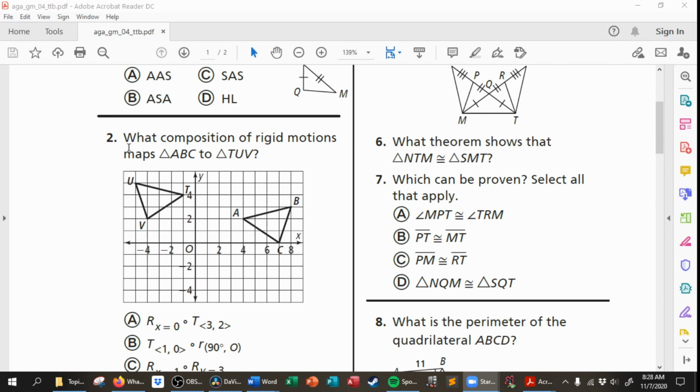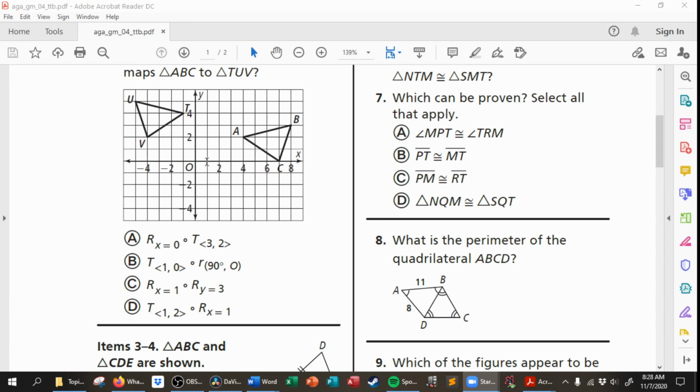All right, number 2, what composition of rigid motions maps ABC to TUV? Now, we have to make sure we're reading that right. Where are we starting and where are we heading to? Start at ABC, and we're stopping at TUV. This means this is the pre-image, and that means this is the image.